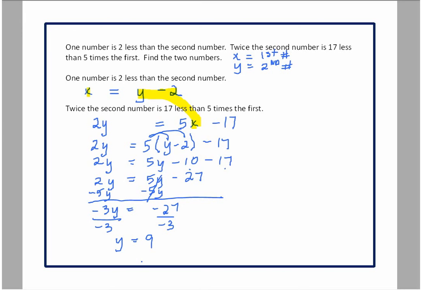Now that just gives us the y. So you can choose either of the original equations to find x. I'm going to use this first equation because we know x equals y minus 2. Well, we know y is 9. So 9 minus 2 is 7. So our answers are 7 and 9.